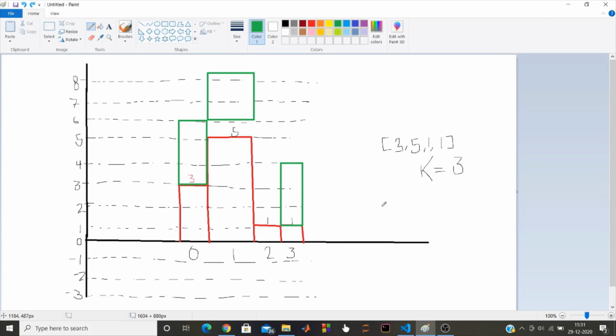Suppose this is one interval, and this is another interval. Then the starting value of my intersection will be the maximum of the first values, that is this, and the end will be the minimum of the end values, that is this. So this is my intersection.